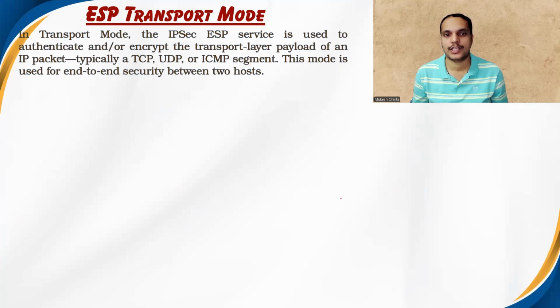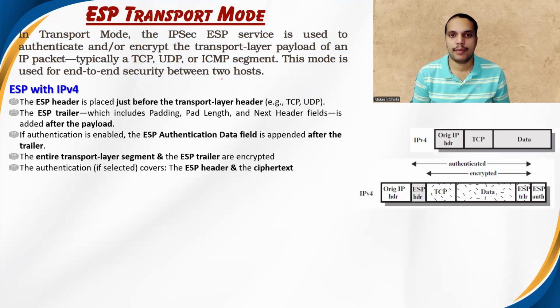Let us discuss transport mode first. In transport mode, the ESP is used to authenticate and/or encrypt the transport layer payload of an IP packet, typically a TCP, UDP, or ICMP segment. This mode is used for end-to-end security between two hosts. Now, implementing ESP in transport mode is different for IPv4 and IPv6. It's a little bit different.